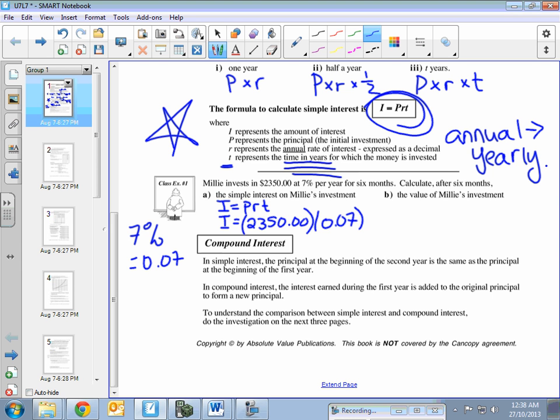And if we're going over 6 months, 6 months would be 6 over 12 months in 1 year, or you could just do it as 1/2. Okay, you could go 6 months over 12 months, or you could go, that 6 months is half a year. You could just multiply by 1/2. They're both the same thing.